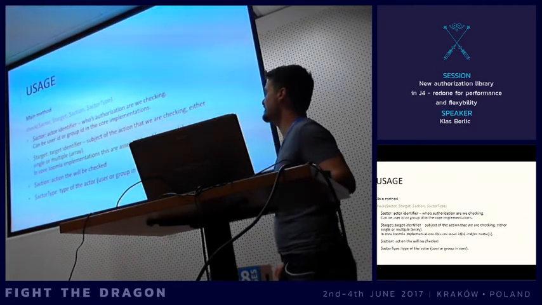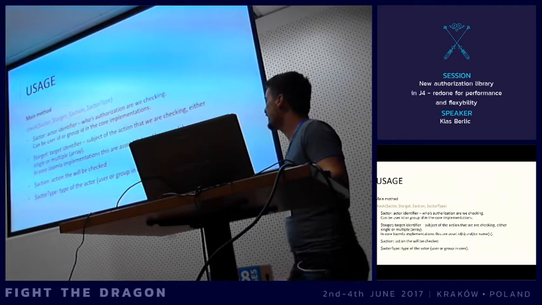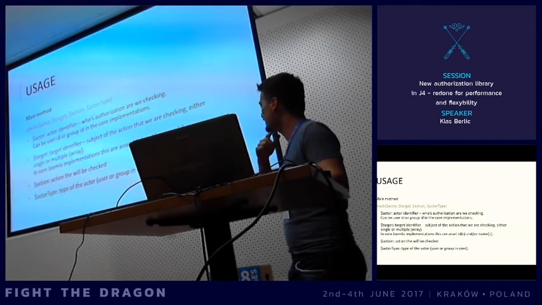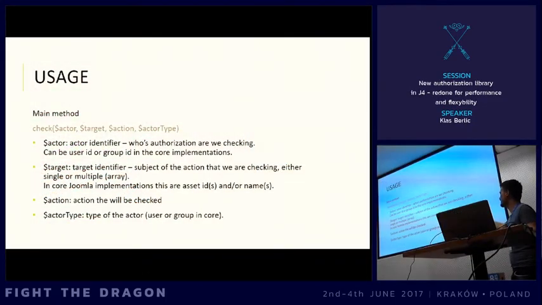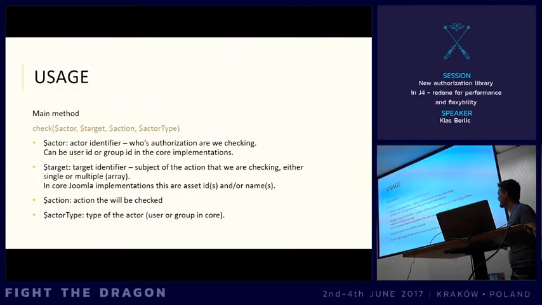The main method is the check method. It takes an action, a target, and an actor type, which is user or group in core. The actor is who we are checking, and the target is the identifier. I tried to make the terminology abstract, because it may not be an action; it might be something else in some other implementation.